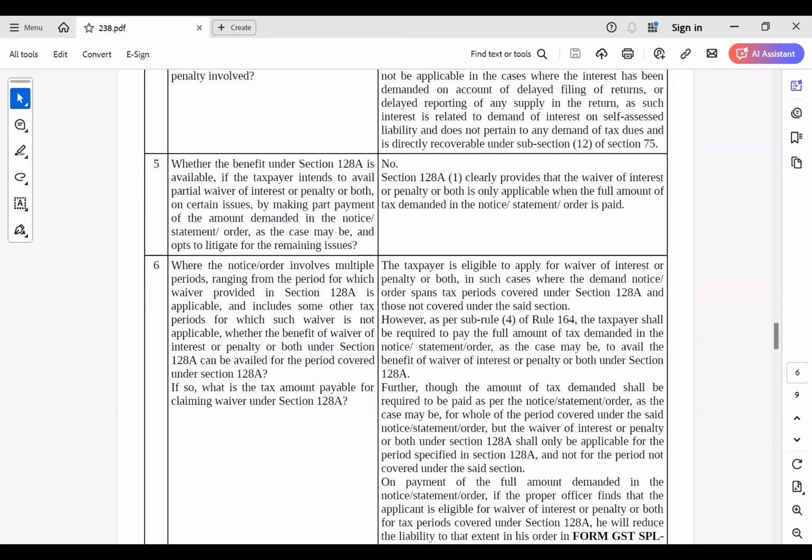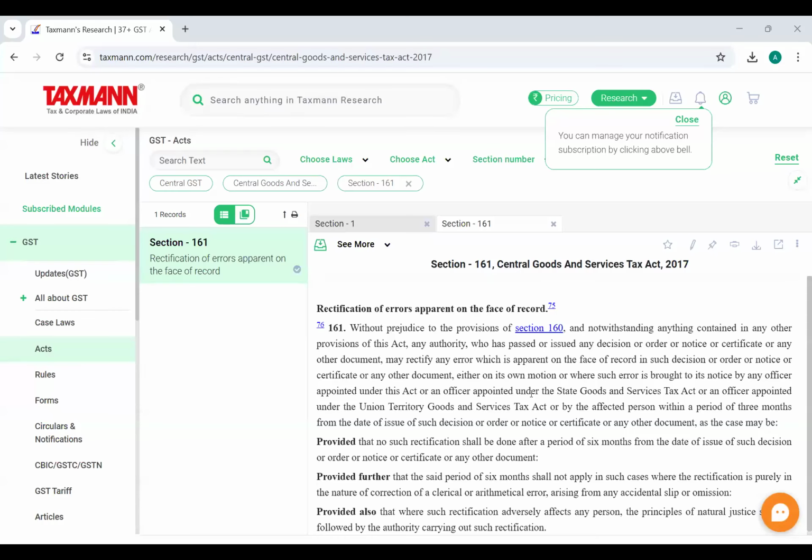Yes, for own motion there is no time limit. I am sharing section 161. This is section 161, and this is own motion.